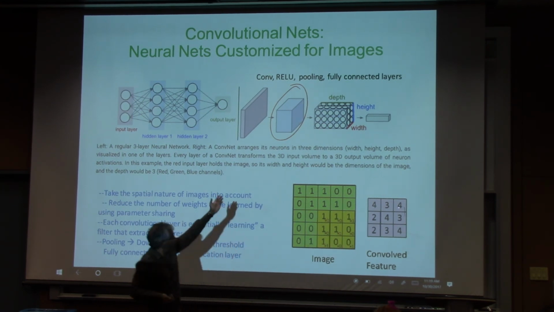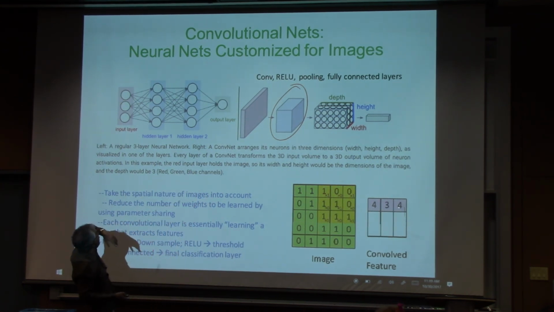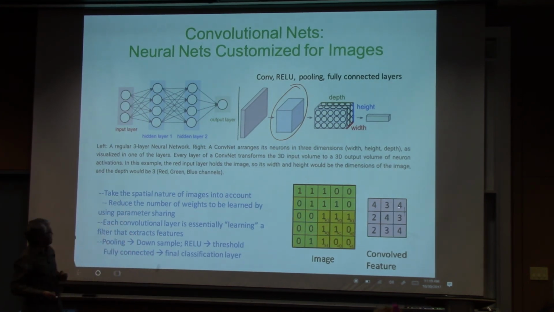So that's how you wind up having convolutional layers. You have a network which takes the spatial nature of the images into account, which reduces the number of weights you have to learn because you're looking at the same weights and applying them to different patches of the image. Each convolutional layer is essentially learning a filter that extracts features. The filter weights are themselves being learned by gradient descent. That's the beauty of it. The filter weights are the weights, and that's what is being learned by gradient descent.